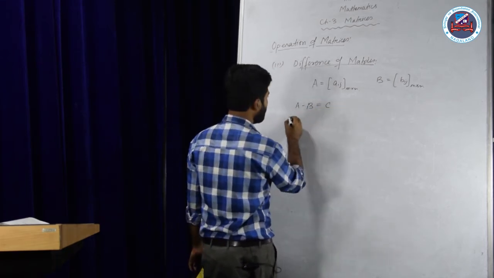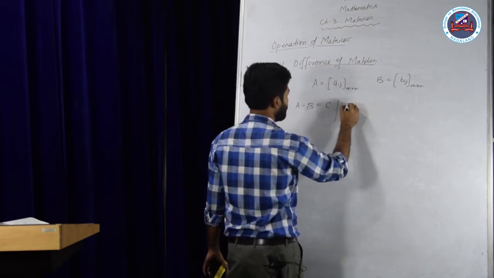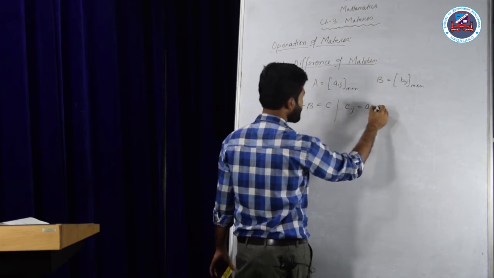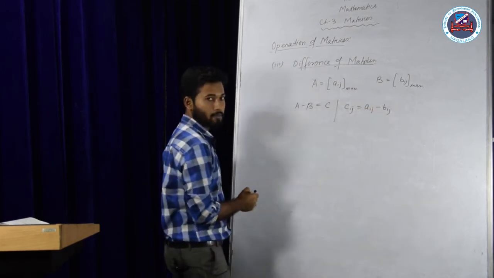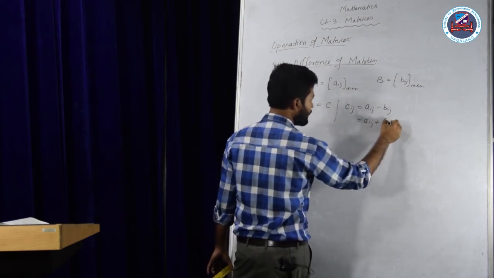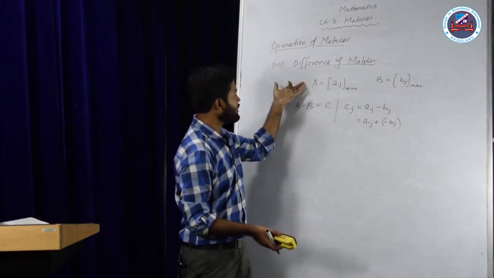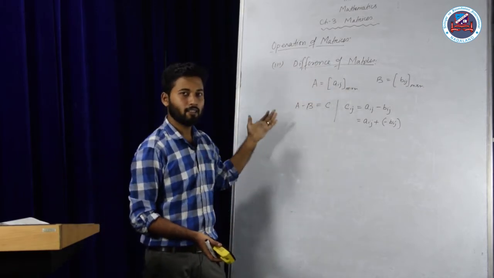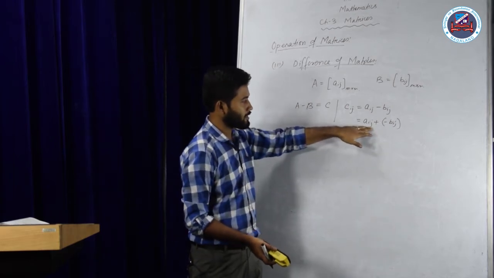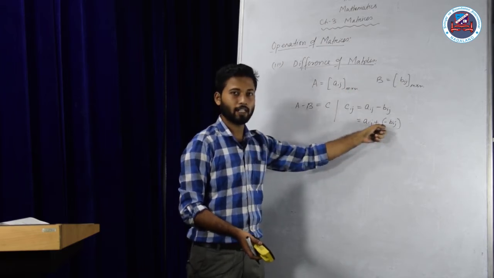and this can be written as, the elements of C will look like Cij, and that will look like Aij minus Bij. Also, this can be written as Aij plus negative of Bij. Clear? That means the difference of matrices is same as the addition of two matrices, only one will be the original matrix and the other will be the same matrix along with a scalar multiplication of a negative sign.